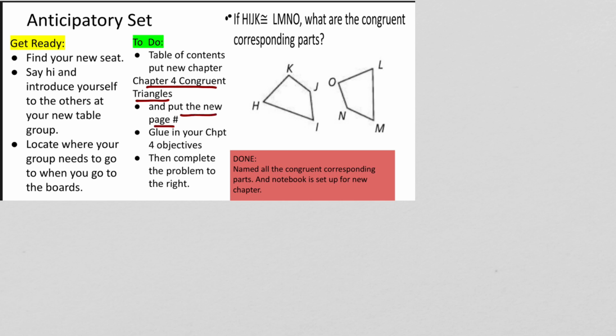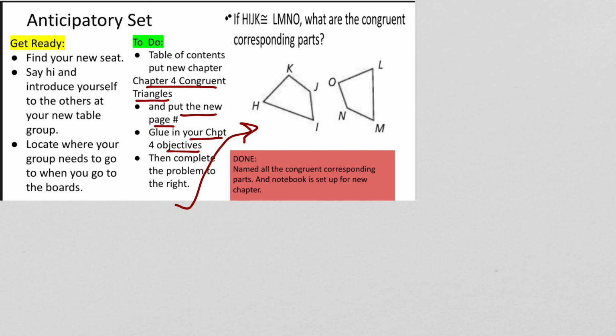The yellow paper that you hopefully collected from class last time, you could glue it in where you're going to start your chapter 4. It's in yellow. And then we're going to complete the problem over here to the right. So once you set up your table of contents, and then in your main part of your section, putting chapter 4, see if you can answer this question, pause the video, and then come back.